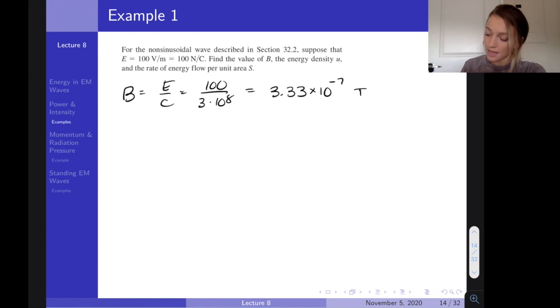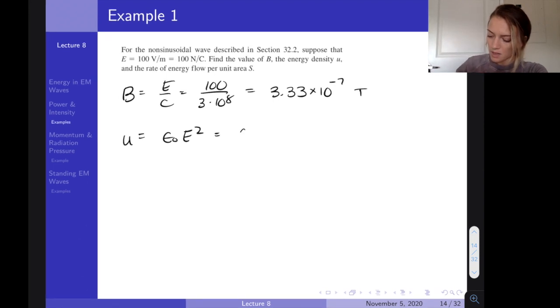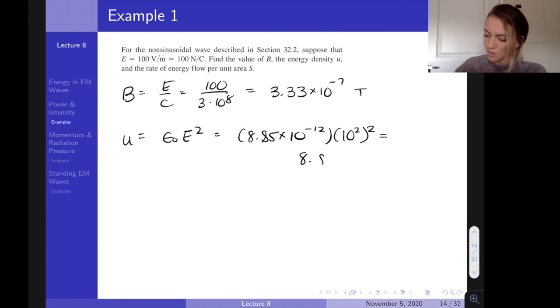And then we want to find the energy density U. So for the energy density, we can just use this formula since we know E. So that will just be 8.85 times 10 to the negative 12. And then we have 10 squared for 100, right? I'm just rewriting 100 as 10 squared, and then squaring that. So we'll have 10 to the 4 here and 10 to the negative 12, so we get 8.85 times 10 to the negative 8. And this is in joules per meter cubed since it's an energy density.